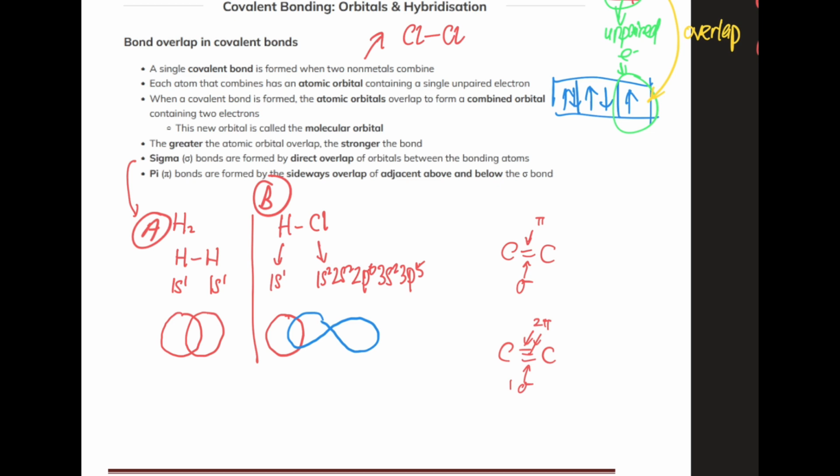The idea is that a sigma bond must be there as the basic structure. After that, if they need more than a single bond, then they will start to build up a pi bond.